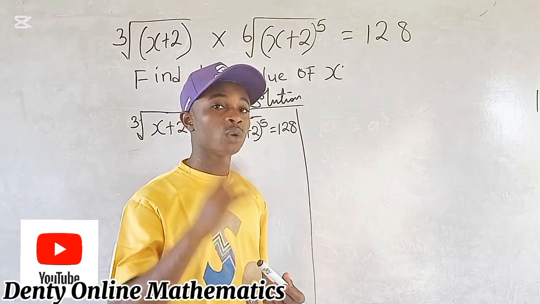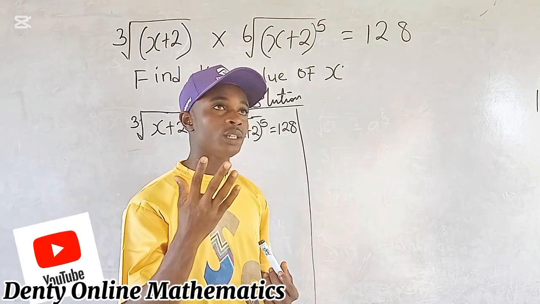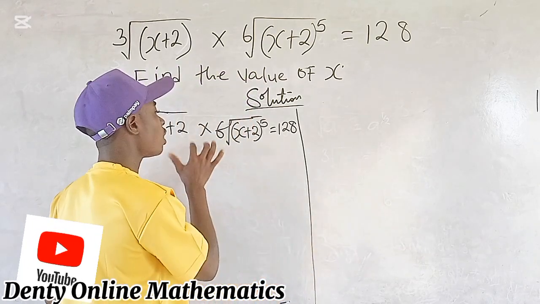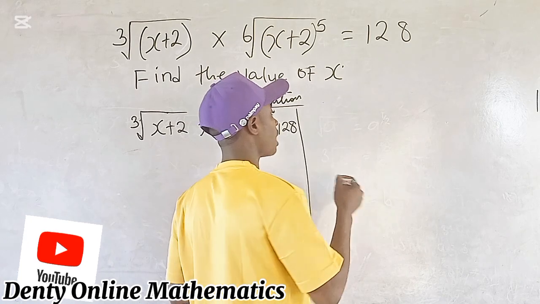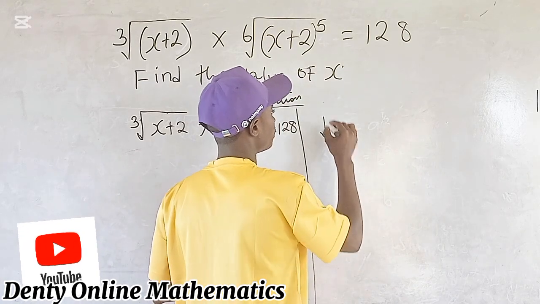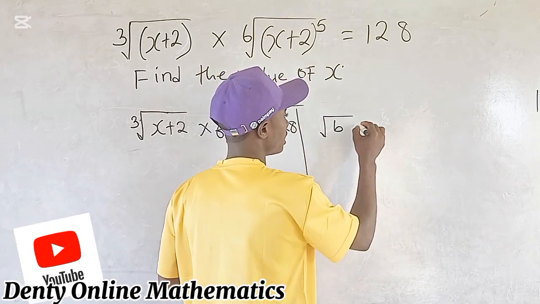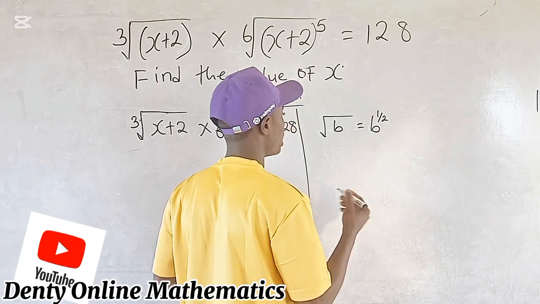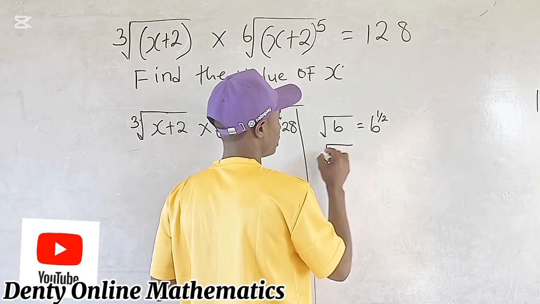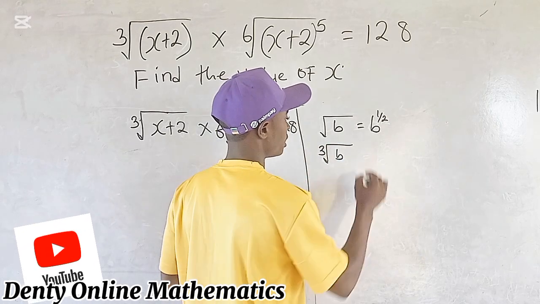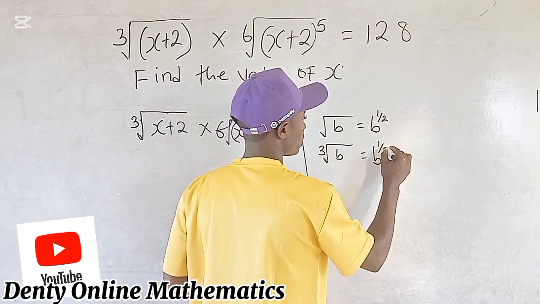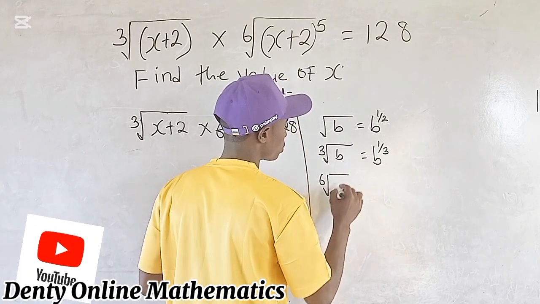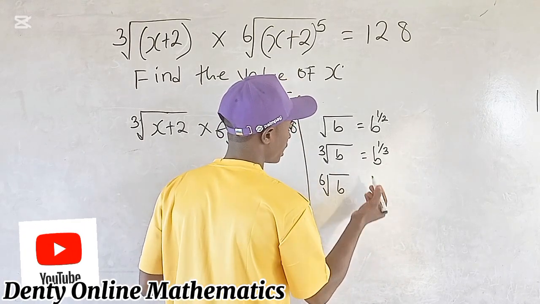Now we can tackle this problem by the use of the laws of indices. That means we are going to apply the laws of indices to solve this, and you will see how simple it is. For example, if you have the square root of b, this is the same thing as b raised to the power of 1 over 2, or b raised to the power of half. If you have the cube root of b, this is the same thing as b raised to the power of 1 over 3.